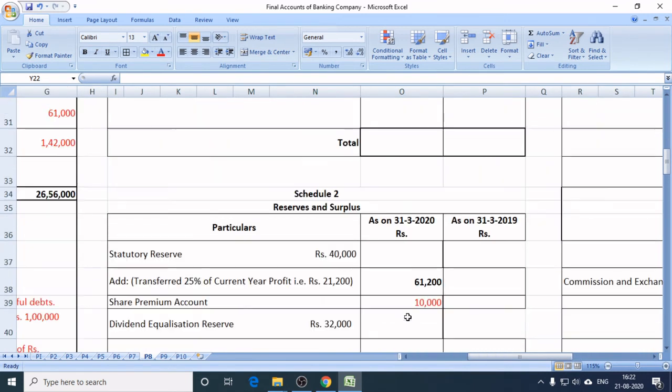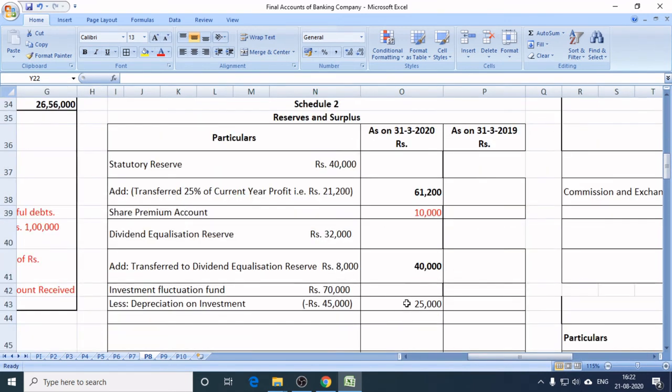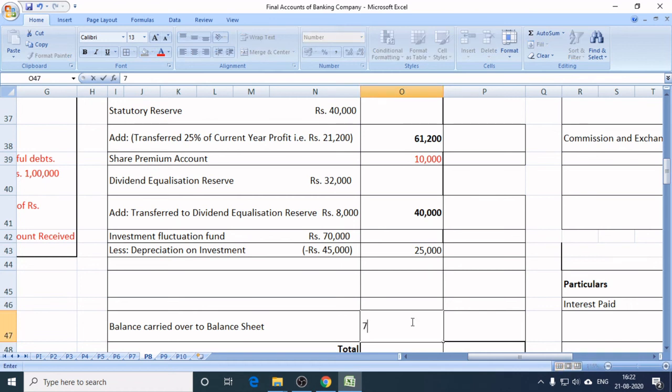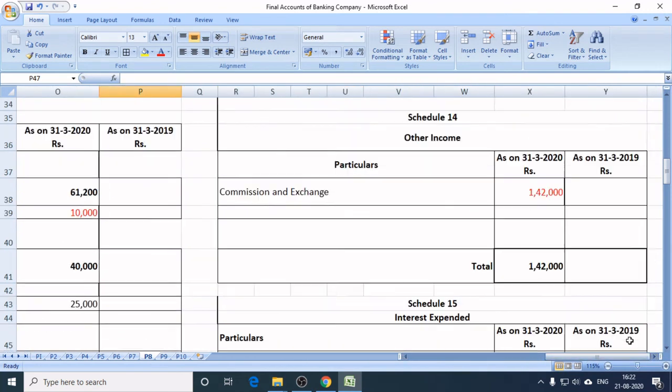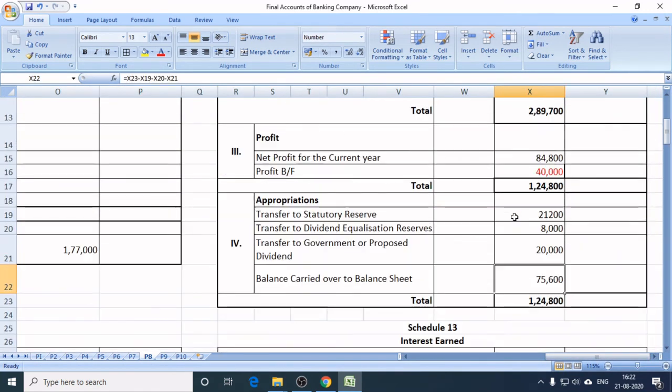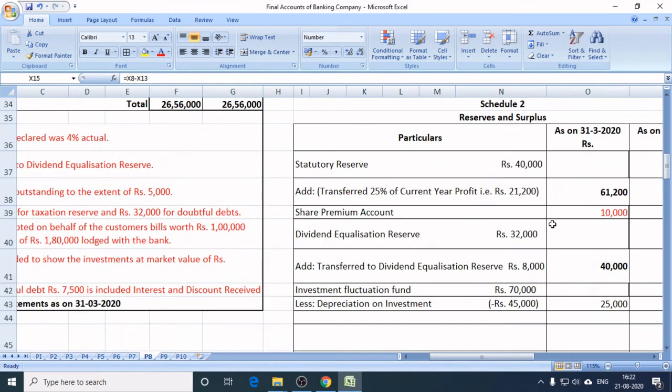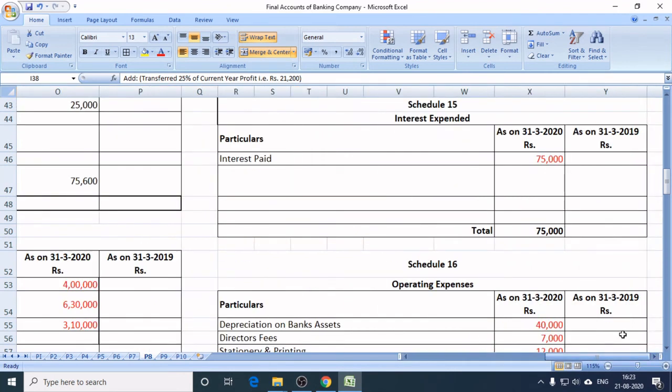Here in schedule number 2, reserve and surplus, 75,600. I'll check one more time. Yes, 75,600. And what is current year profit? 84,800 is the current year profit. Sorry, here 84,800. So 21,200 of that profit is 25%. Okay, now the profit loss account is closed.